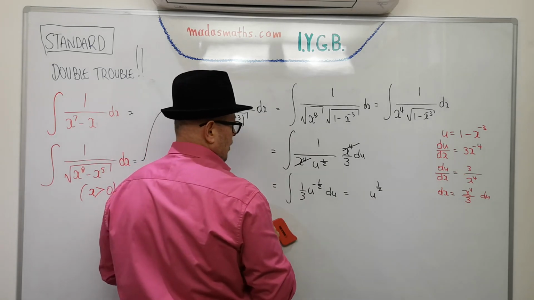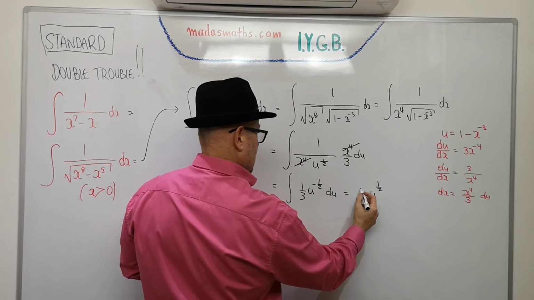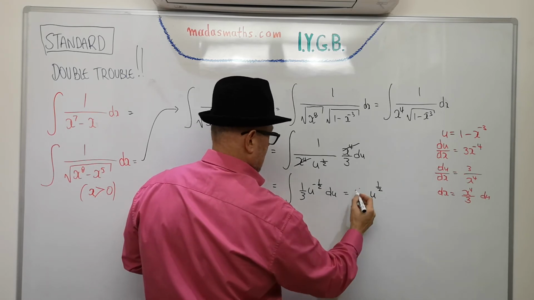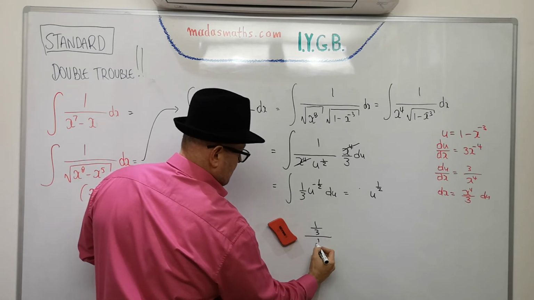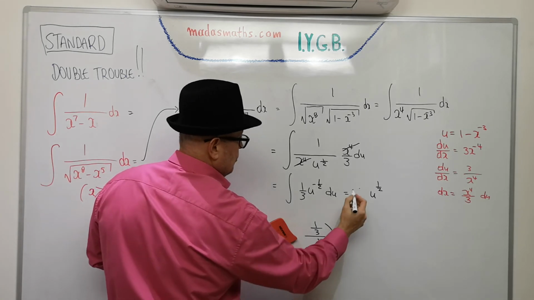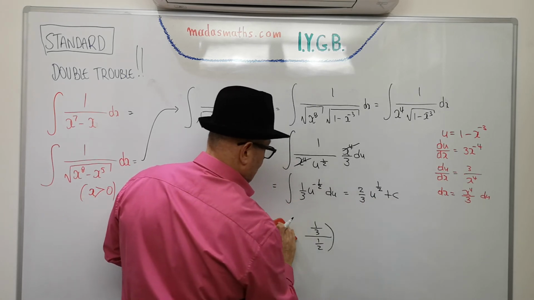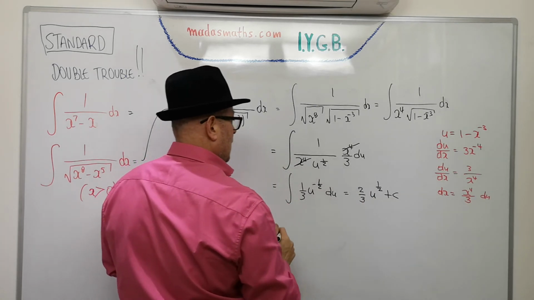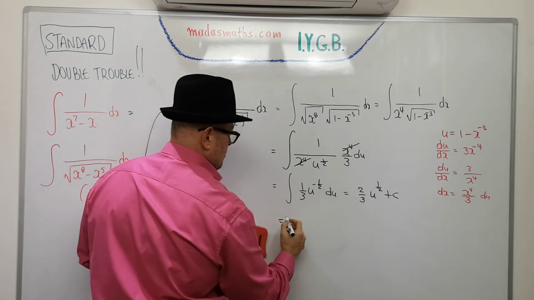And a third divided by half, is it 2/3? I can't quite see it, or is it 3 over 2? Let me just check it very quickly. What is it? A third divided by half is going to be 2/3. Okay, plus a constant.